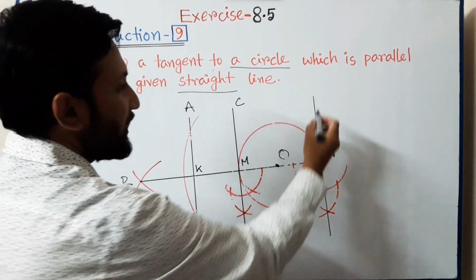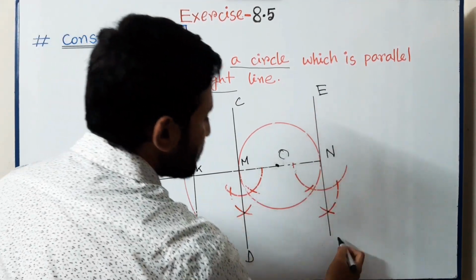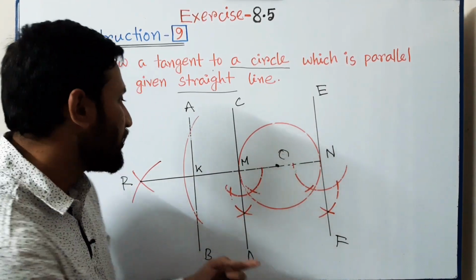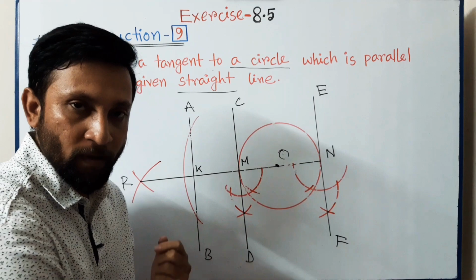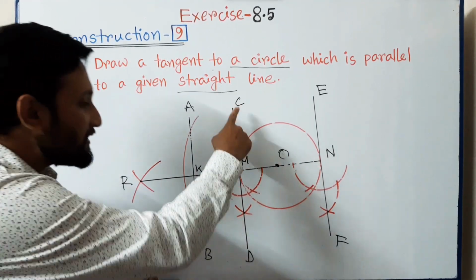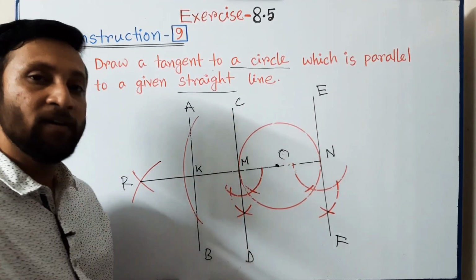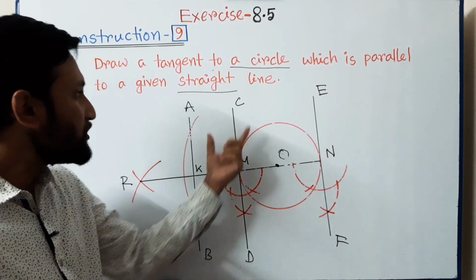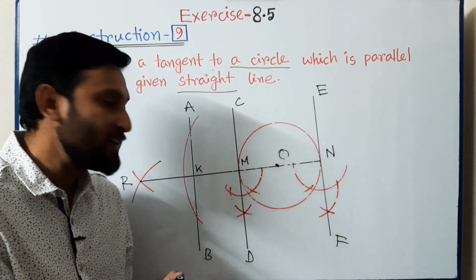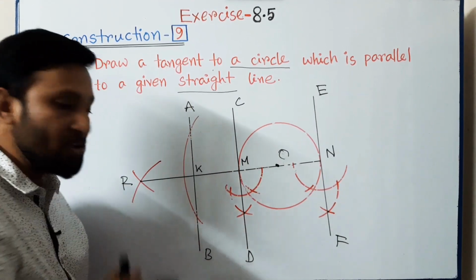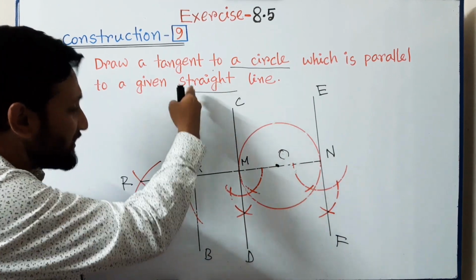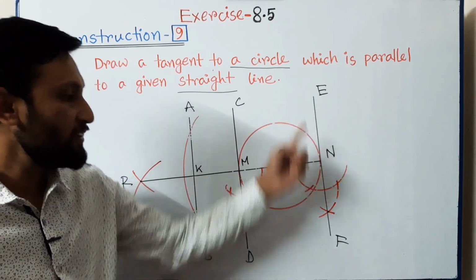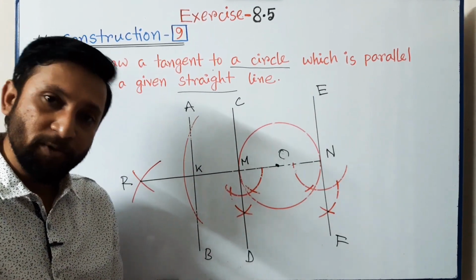Okay, so mark this as E and F. Here you see that EF is also perpendicular on the line RN. So we can say that CD and EF are two tangents to this circle, which are parallel to the given straight line AB. So our required tangents are CD and EF. I hope everybody is clear.